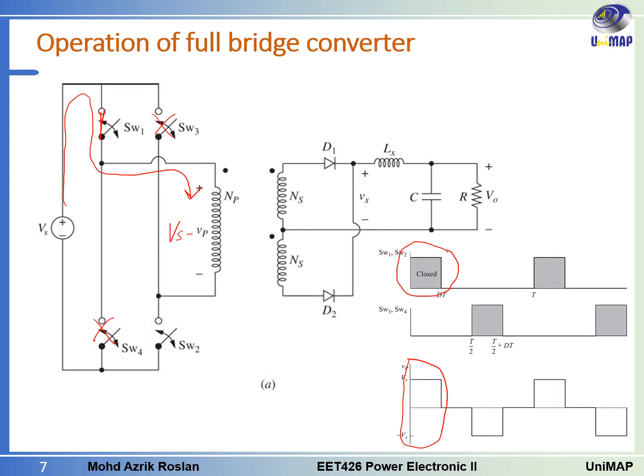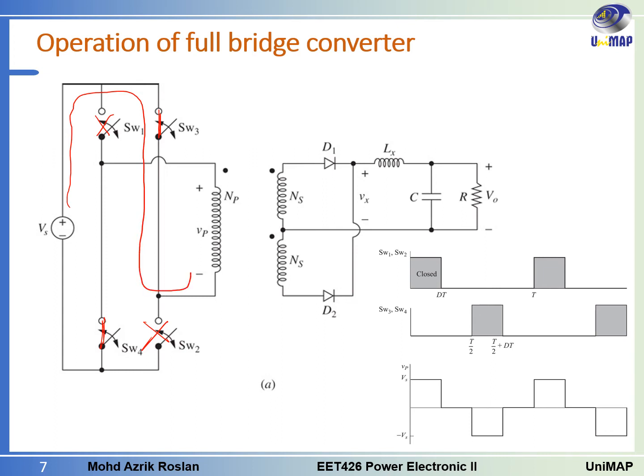Now we will look at another case, the second sequence, where we have switch 3 and switch 4 closed, and then this one is open. So the current will flow this way, coming to this point, and then go to this negative point. So at this point it will receive negative VS. So that's why at this point we have negative VS.